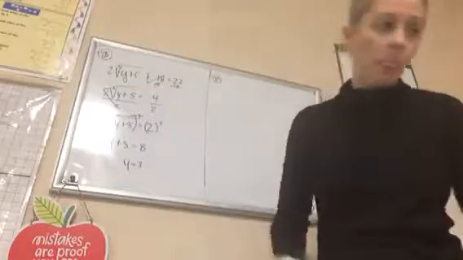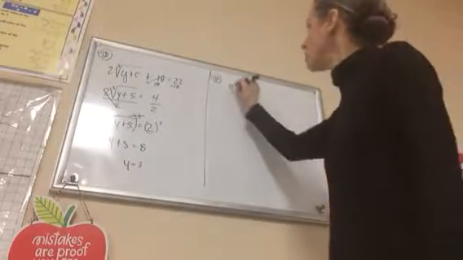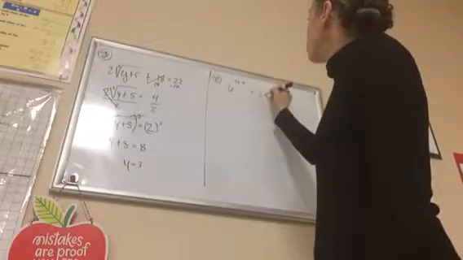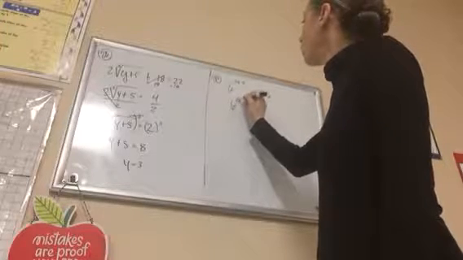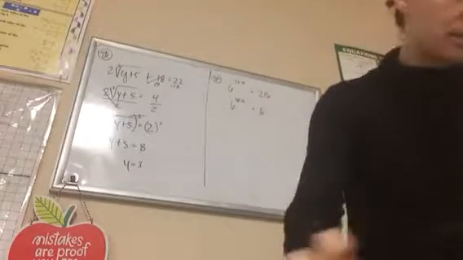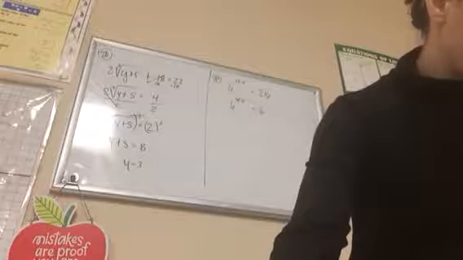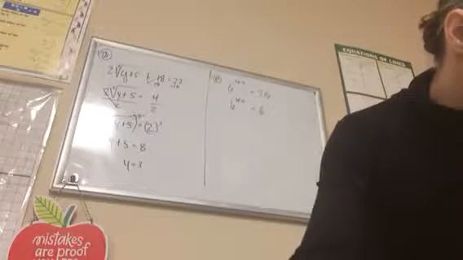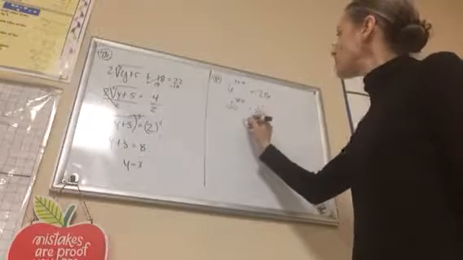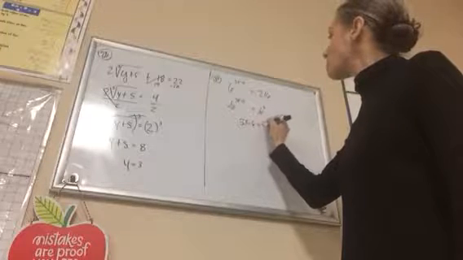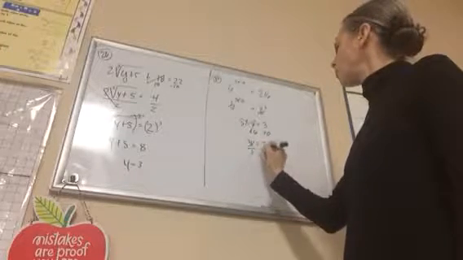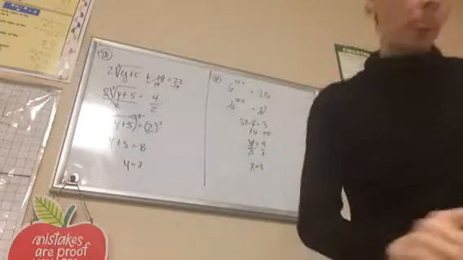Problem 30. Six to the 3x minus 6 power equals 216. The first thing we do is see if we can rewrite 216 as a power of 6. And we recognize that 216 can be written as 6 to the third power. So then our bases cancel and our exponents form the equation. 3x equals 9, x equals 3.